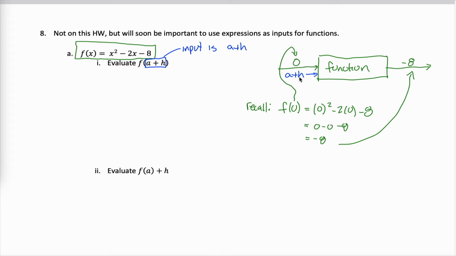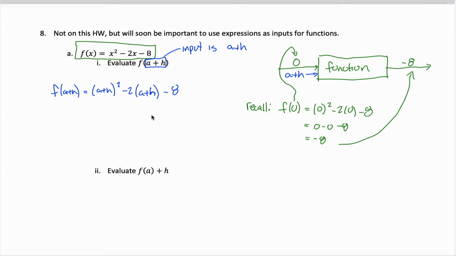You're like, right, I got that when you beat that to death in the previous video. But I'm not putting a 0 in, I'm putting an a plus h in. Well, how would you like this to work? Wouldn't it be nice if I could just copy exactly what I see here, except change all the x's into a plus h's? Good news, that's exactly what you do. When the input is a plus h, the output is a plus h squared minus 2 times a plus h minus 8. That's it. This is the output.